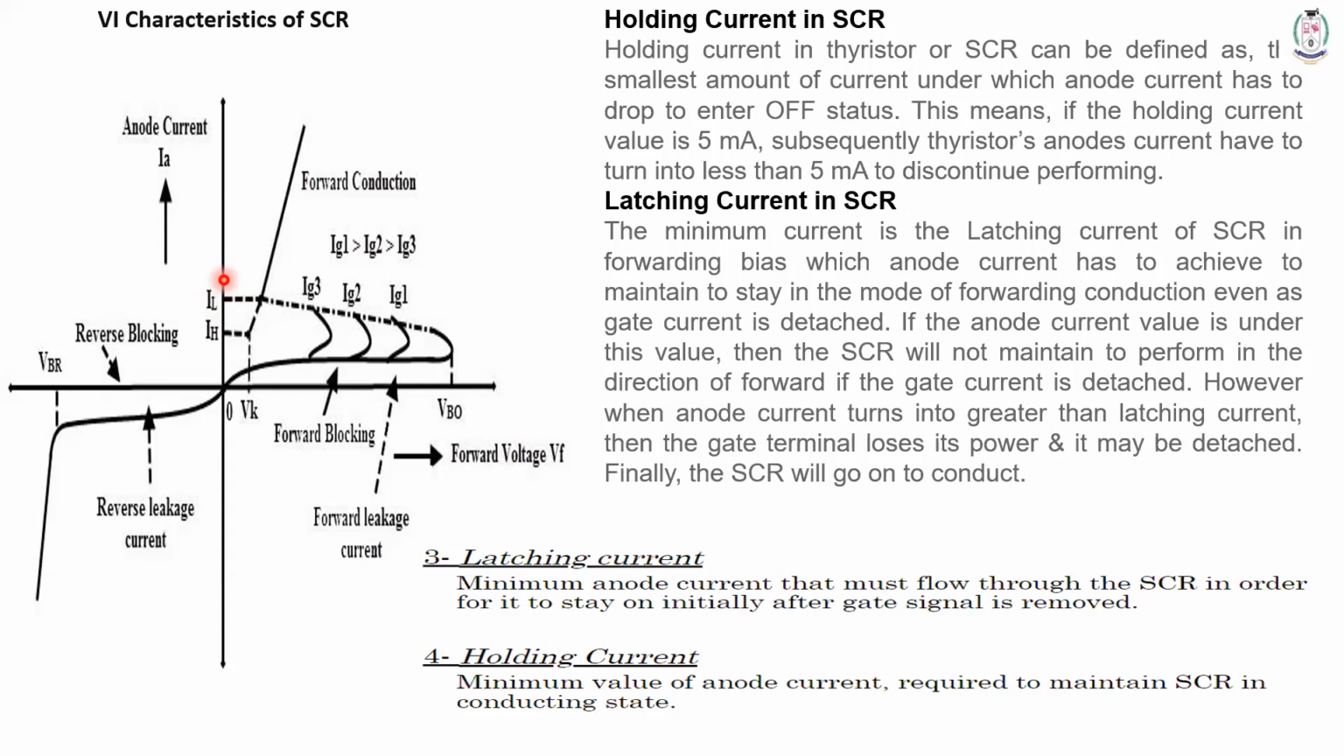That is what I told: even though I remove my gate current, my SCR still goes to the forward on condition. Holding current is the minimum anode current needed to maintain the SCR in the on state. Latching current also says the SCR is in the on state. Once it reaches this anode current, even if my gate current is detached, I can't turn off my SCR.